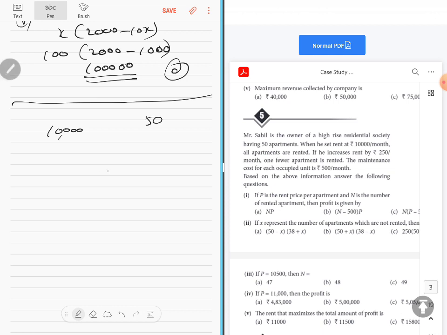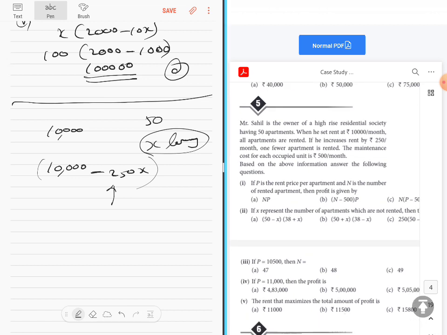So let's consider x people are leaving. If x people are leaving, then x months have been taken, and 250 into x would have been reduced from my initial rent of 10,000 at that point of time. This is the rent per person in x days. The maintenance cost of each occupied house is rupees 500. What is the first question?